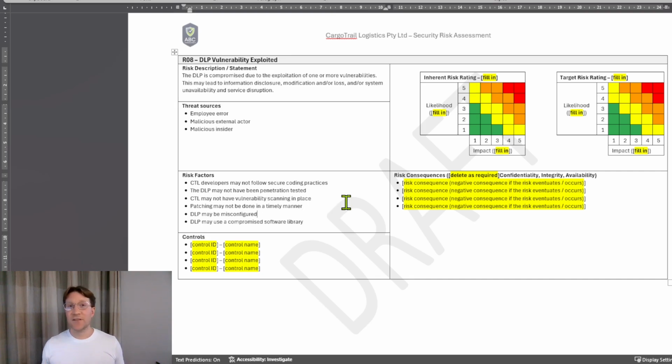There also might be a misconfiguration where you don't need to log in to access the DLP, for example. It's publicly accessible instead of requiring authentication. So errors like this can happen as well. And as mentioned previously, we may have software dependencies that are compromised or vulnerable.